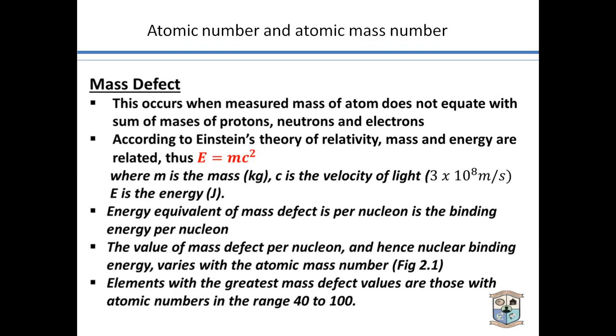Elements with the greatest mass defect values are those with atomic numbers in the range 40 to 100. So the elements that have the greatest mass defect values are between 40 and 100. So the periodic table is very easily able to spot them.